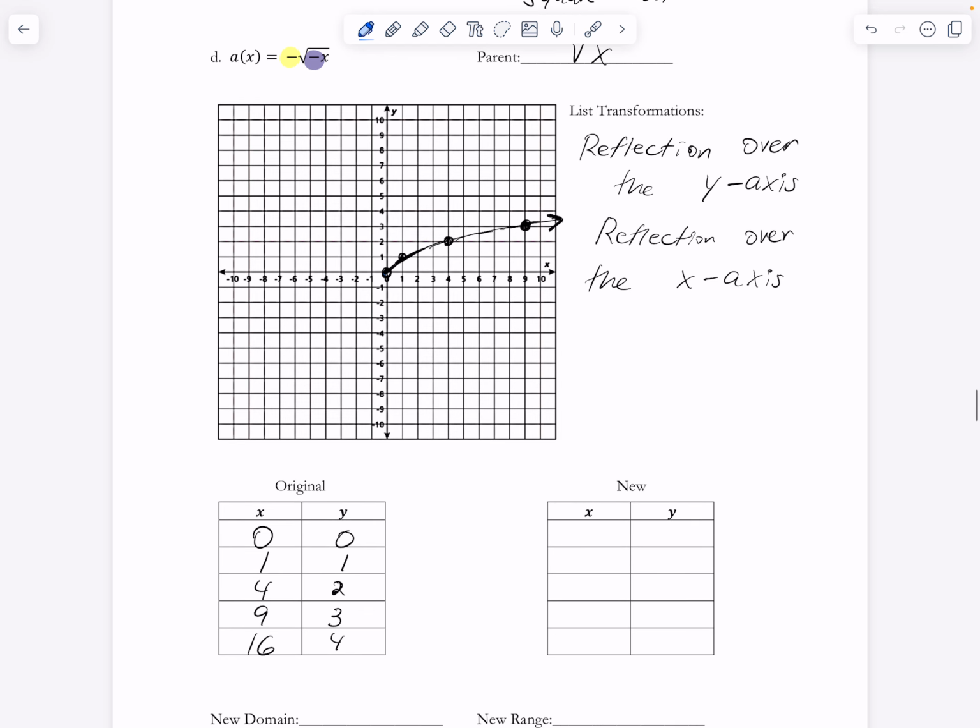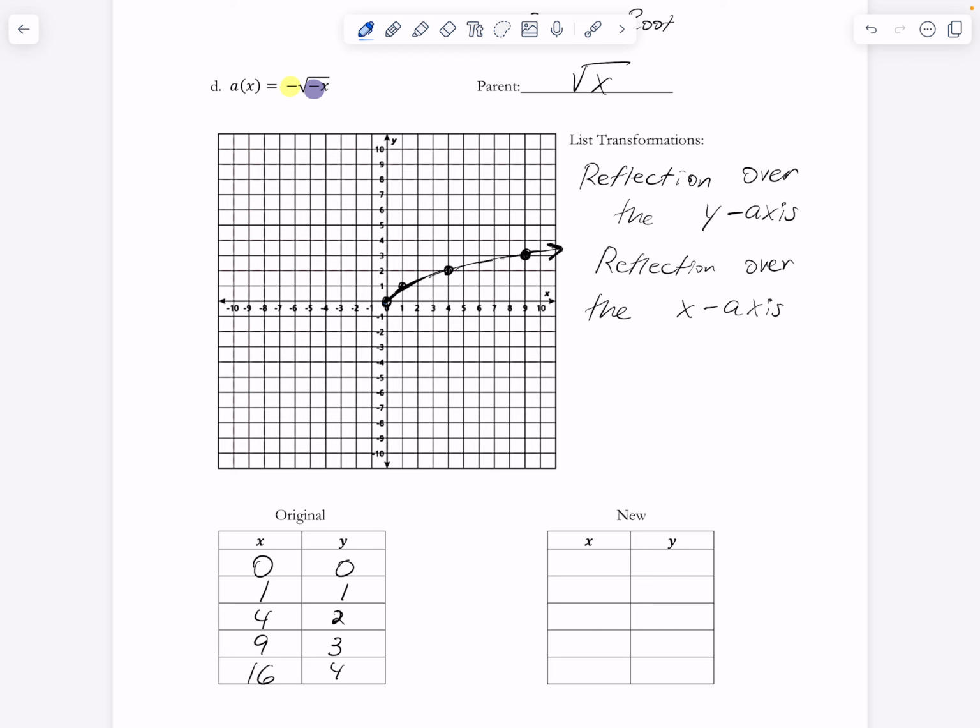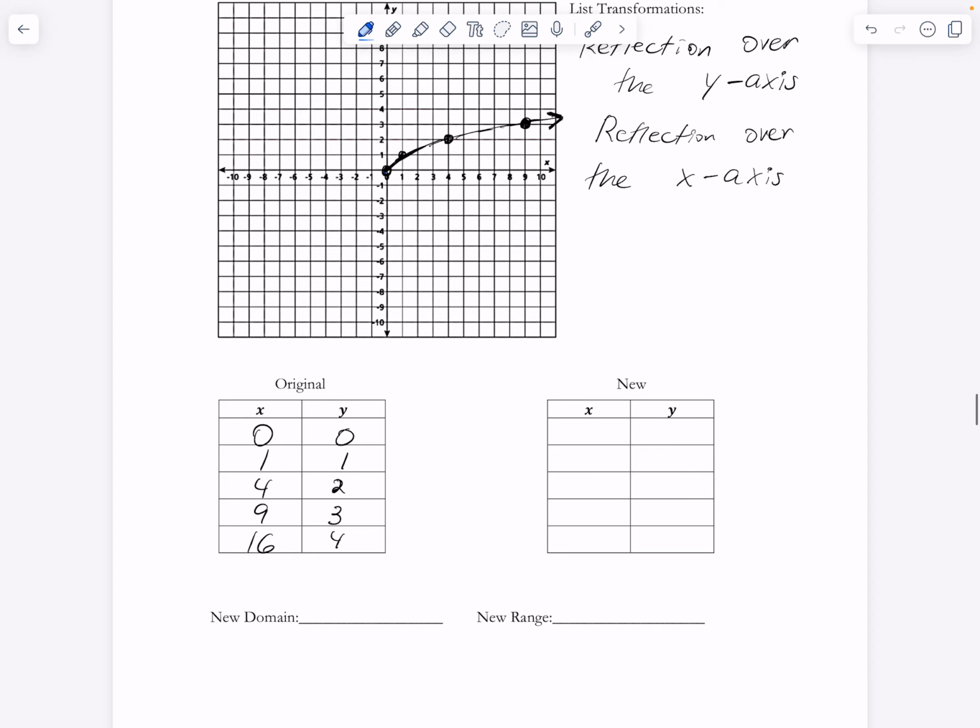Okay, so for the new x values for this one, I can't use the 0, 1, 4, 9, 16, because if I use those, the first thing to do is make them the opposite. And yes, I'll be able to use 0, but all the other numbers would become negatives, and I cannot take the square root of those negatives. So I actually have to make all of these numbers the opposite. So I have -16, -9. Let's go least to greatest. -4, -1. I told you 0 is going to be okay.